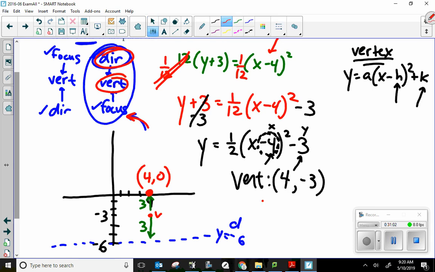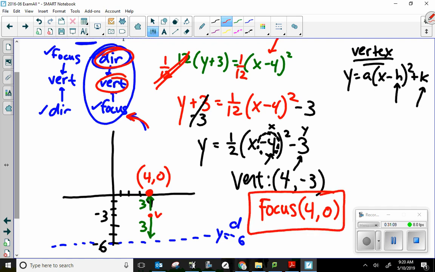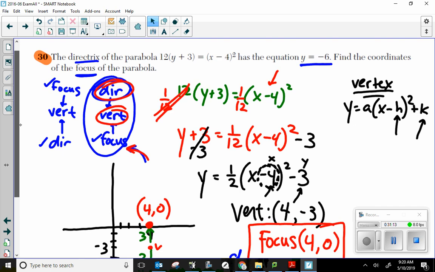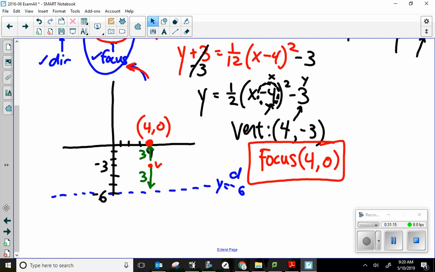So I will just write that right here. Focus is 4, 0. And that's what they want. They want the location of the focus, right? Let's go back. We got so excited. Find the coordinates of the focus of the parabola. The coordinates are 4, 0. You are welcome.